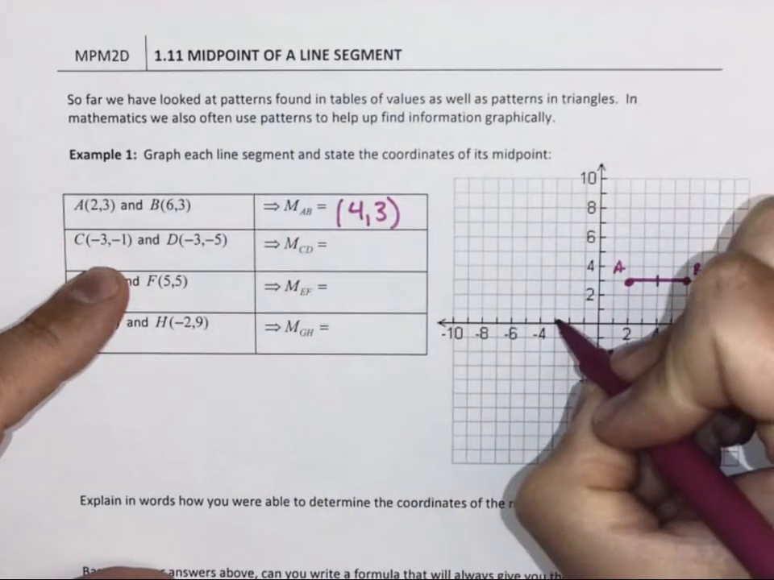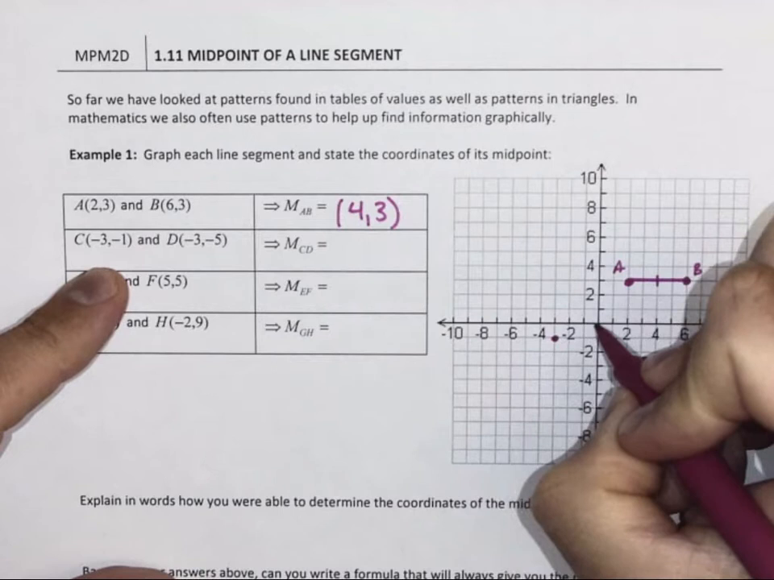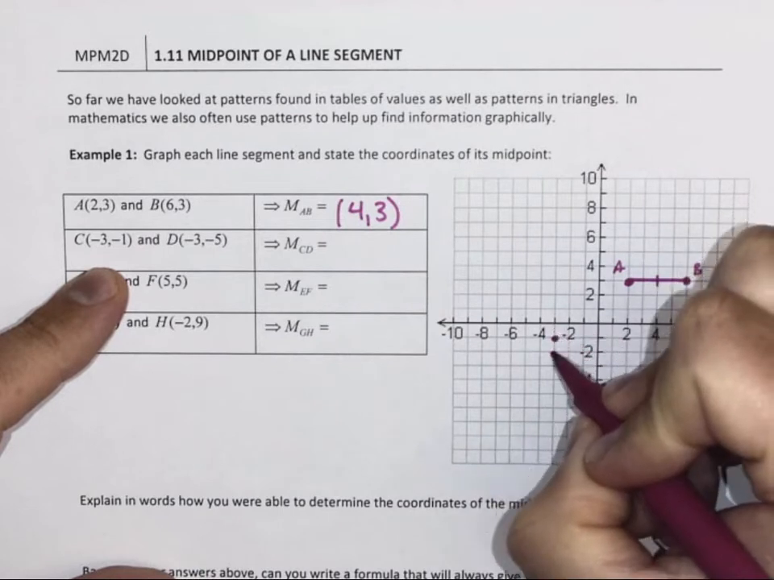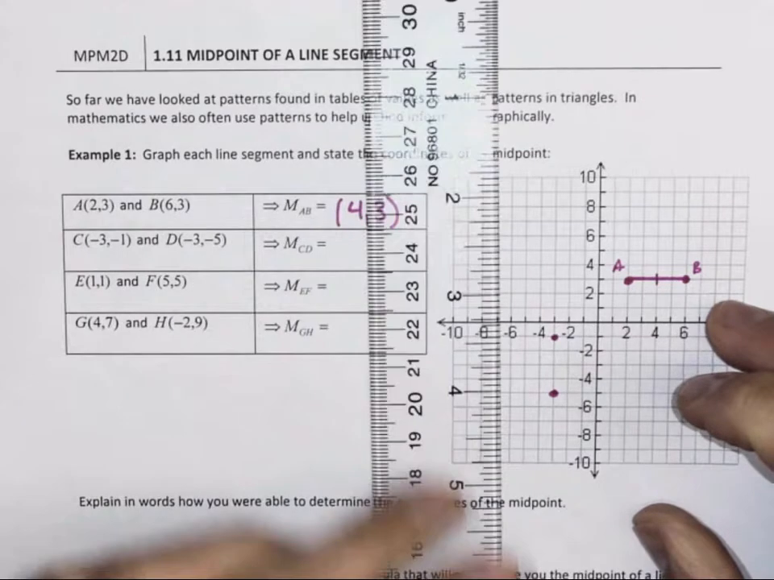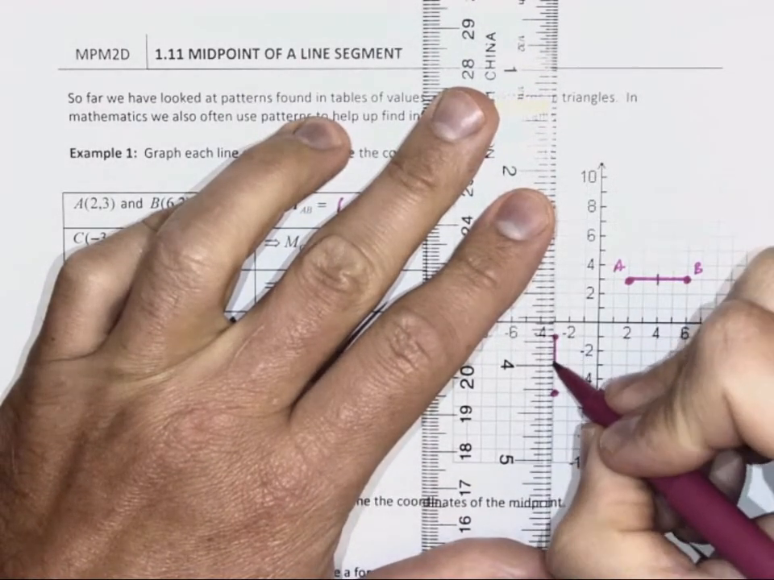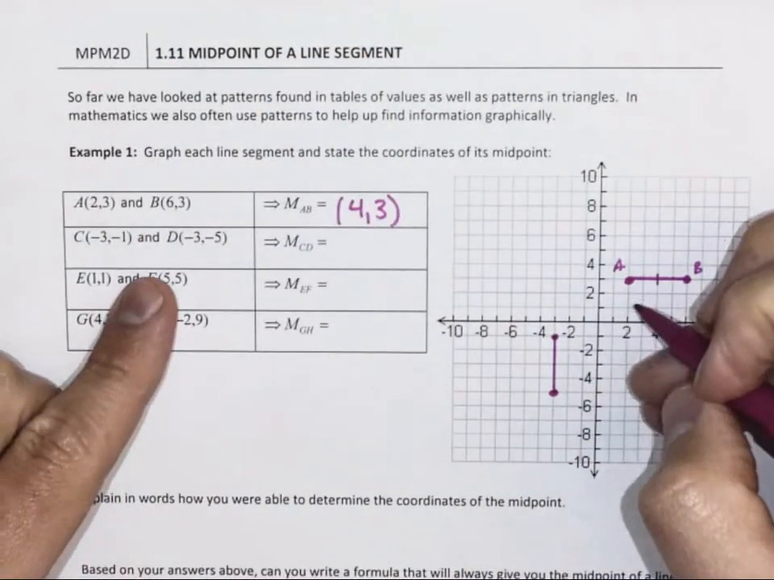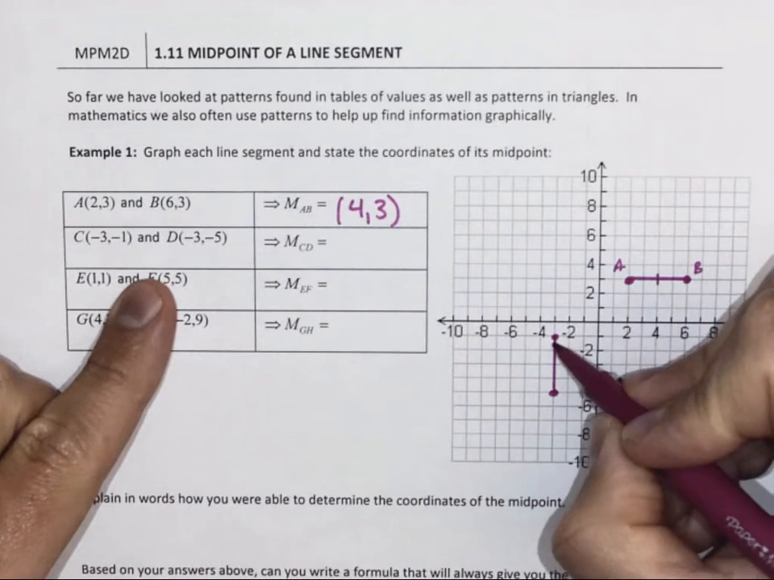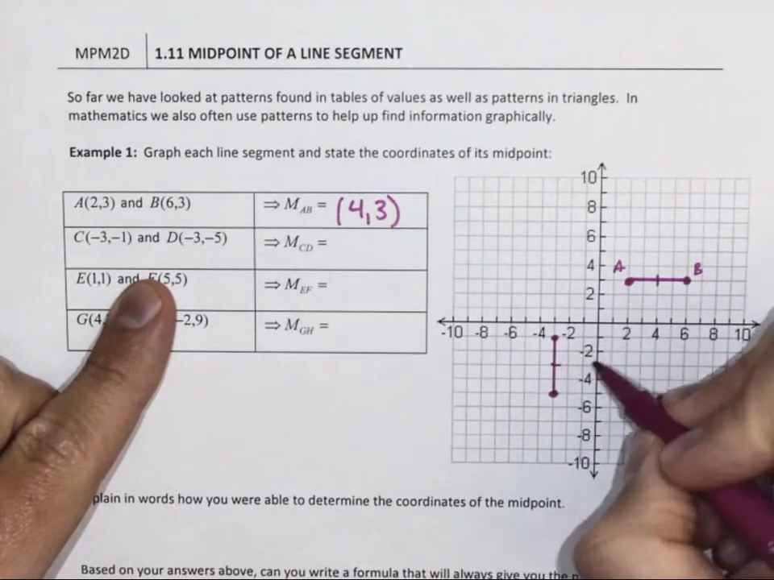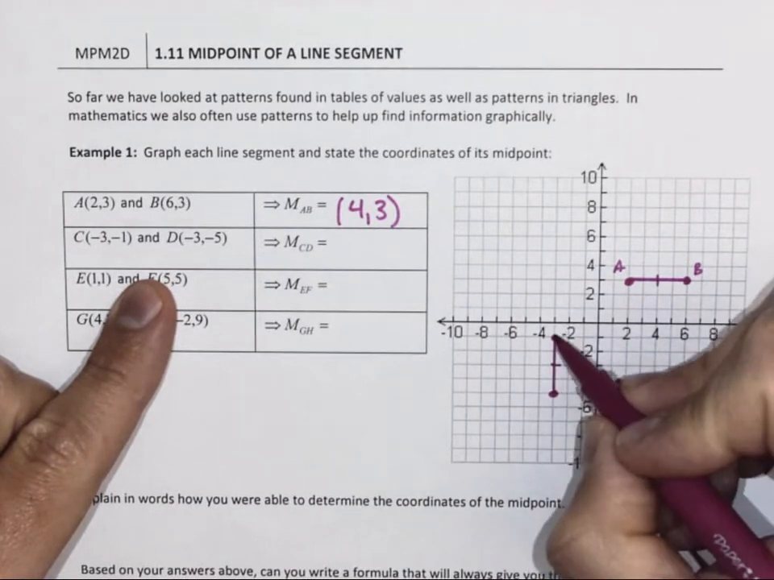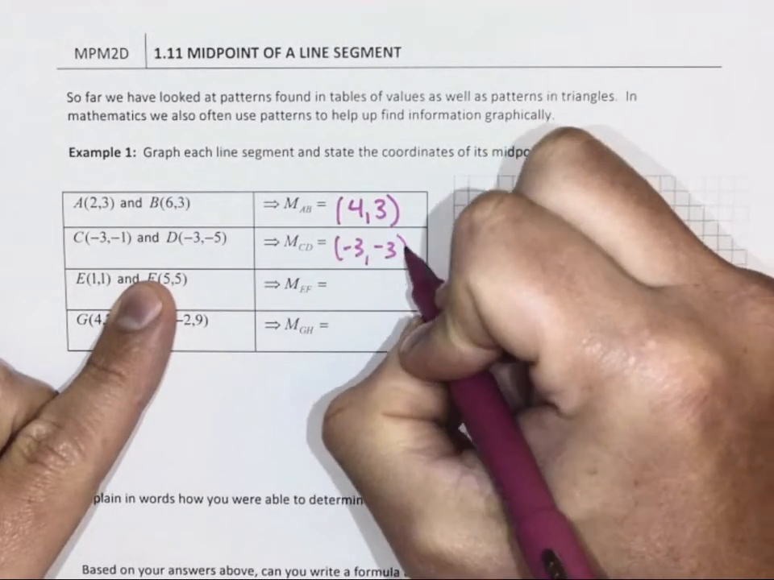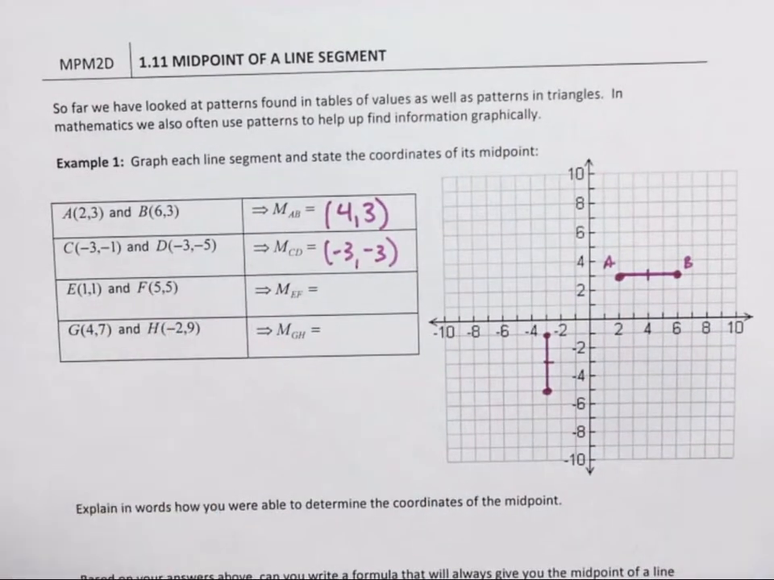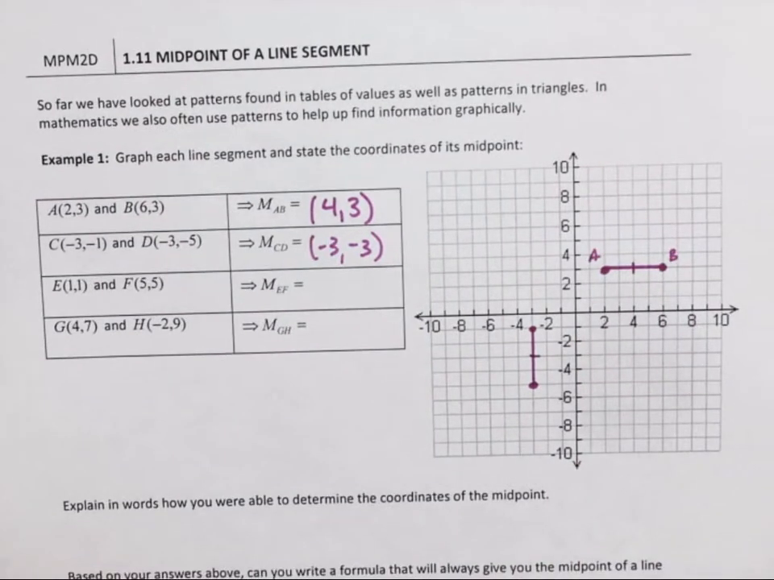Let's see, (-3, -1), (-3, -5). So going up and down, the midpoint of that line, 1, 2, 3, 4, half of it right there, so there it is, (-3, -3). Excellent. So horizontal lines, vertical lines, easy to count.